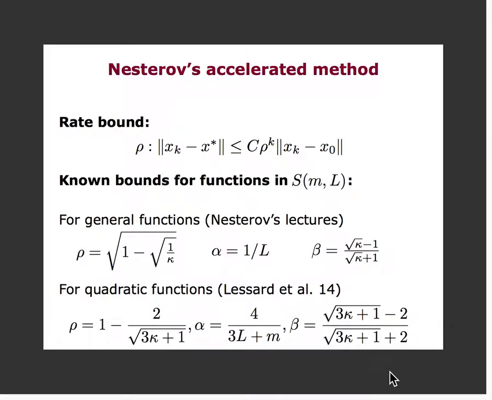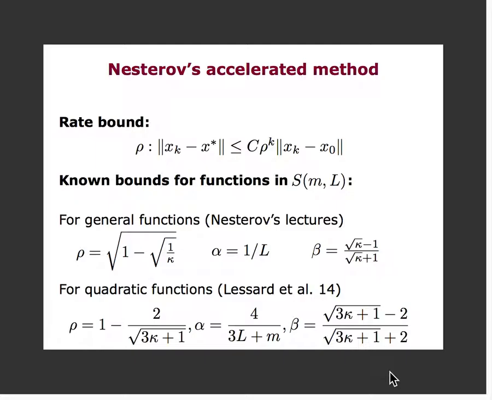And so what is known for Nesterov's function, and from Nesterov's lecture on his book, we know that if we set alpha equal to 1 over L and beta equal to this expression here as a function of the condition number, kappa, then the rate proves a rho of this form here. So it's an upper bound, okay?